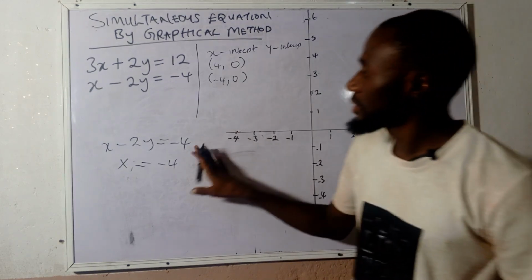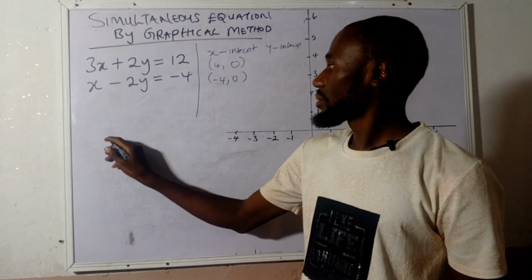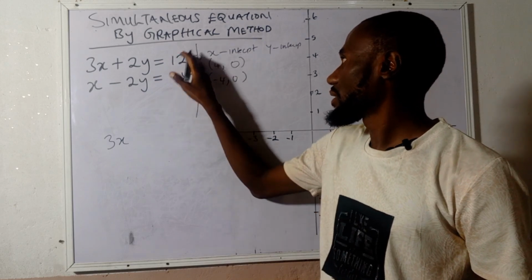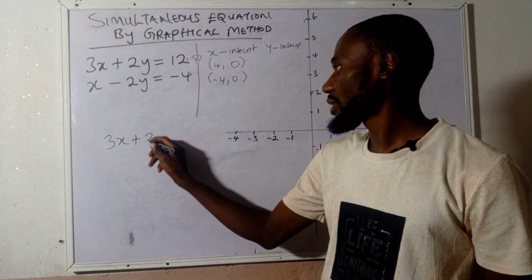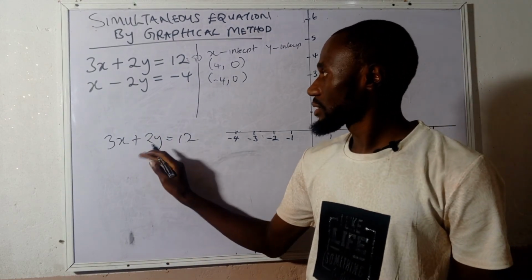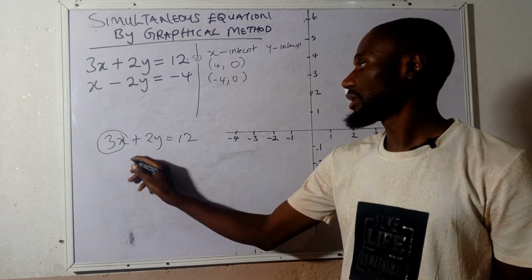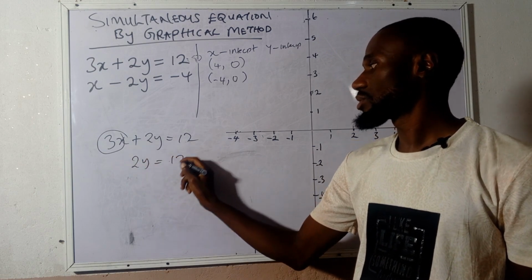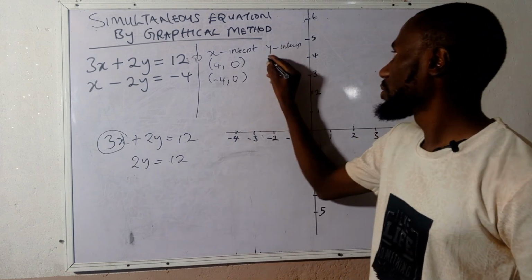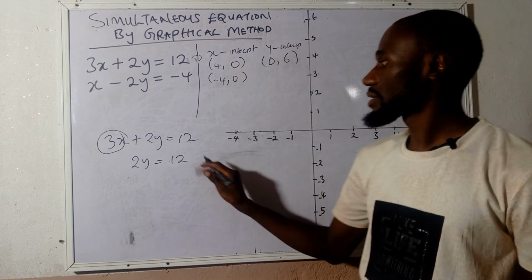Then let's solve for the y-intercept. If we take equation 1, 3x plus 2y is equal to 12, and we make x equal to 0, the term in x will vanish. We have 2y is equal to 12, and we divide both sides by 2. Here we have, when x is 0, y is 6.